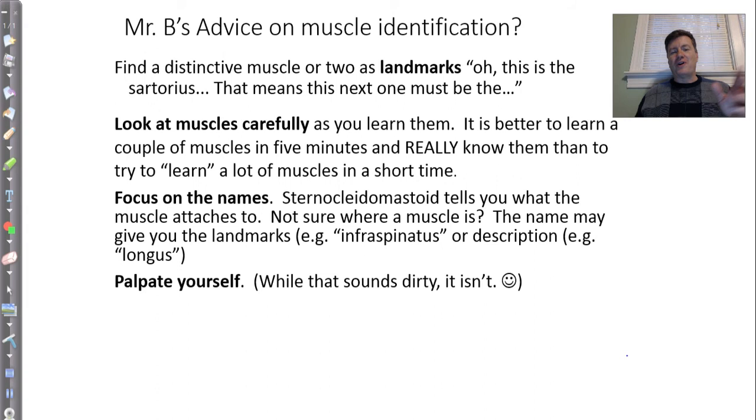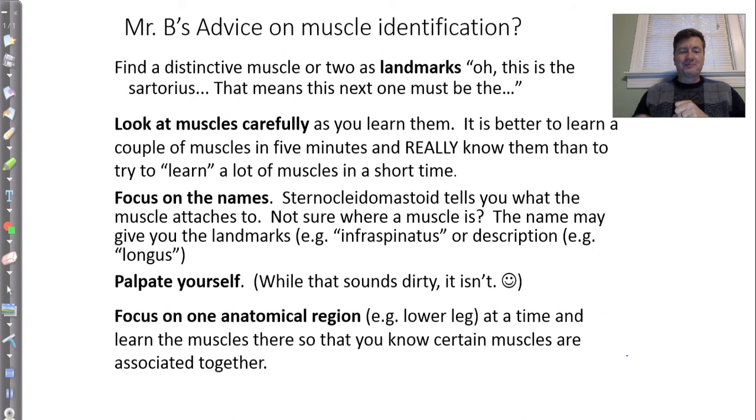Palpate yourself. While that sounds dirty, it isn't. As you are learning muscles, say you talk about biceps brachii, actually do that. Feel that muscle shorten. Triceps brachii, feel that muscle shorten. That will help you, again, get sort of a mental picture of what's happening to that muscle, and it might help you remember it a little bit better.